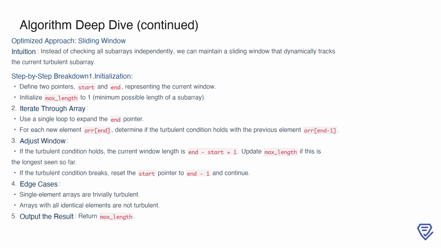This approach also handles edge cases like arrays with a single element, which are trivially turbulent, or arrays with all identical elements, which are not turbulent. At the end of the loop, the max_length variable contains the length of the longest turbulent subarray.